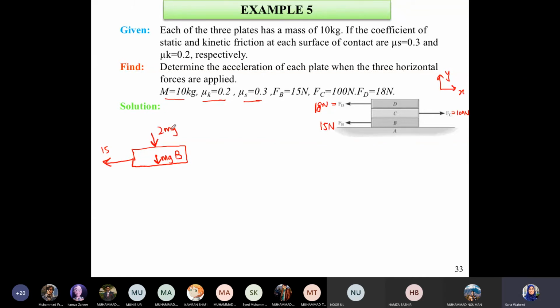So now if 2 mg normal reaction force is acting on this surface, then for the frictional force, first, clearly 15 newtons force is being applied on the block to the left. So if it were to move, it would move to the left, which means frictional force will be opposing that motion and will be acting to the right like so. Now what will be the magnitude of this frictional force? Frictional force is always F equals mu times the normal force that's causing it, right?